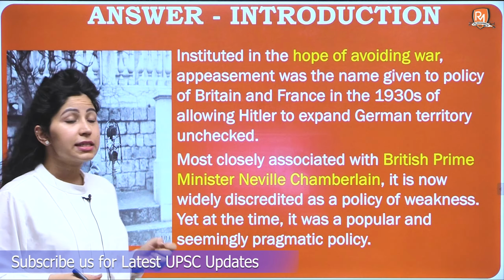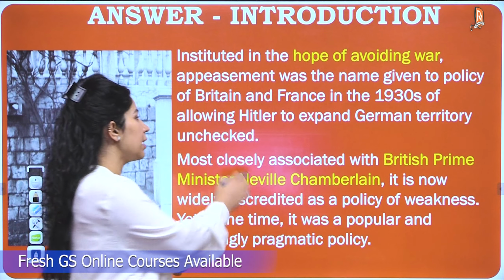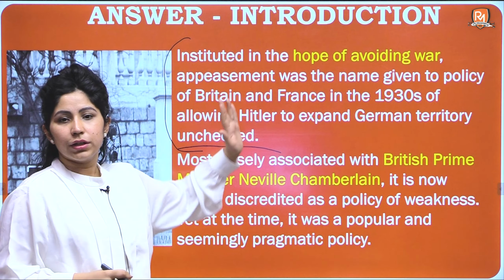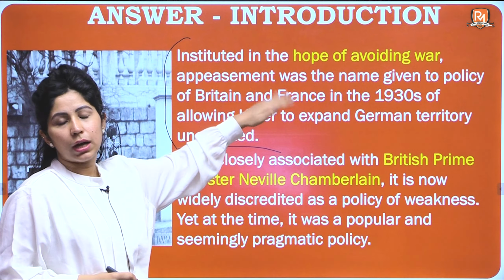Instituted in the hope of avoiding war, appeasement was the name given to the policy of Britain and France in the 1930s of allowing Hitler to expand German territory unchecked. Make sure that you highlight or underline the keywords here, the hope of avoiding war and appeasement. These are the two keywords here. It was most closely associated with British Prime Minister Neville Chamberlain.